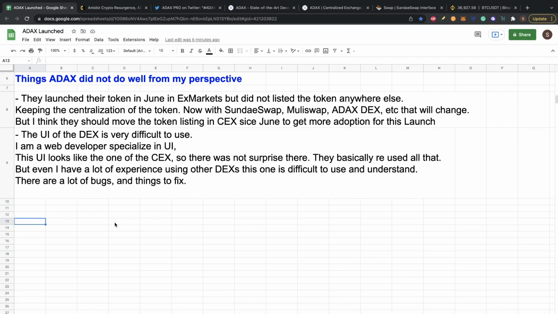I don't have emotions attached to any project. I'm in almost all the DEXs of Cardano, trying to make money on all the possible DEXs. So I don't support, and I don't have an emotion attached to any of these projects. I just cover the whole Cardano ecosystem and DEXs because I am really interested in them.